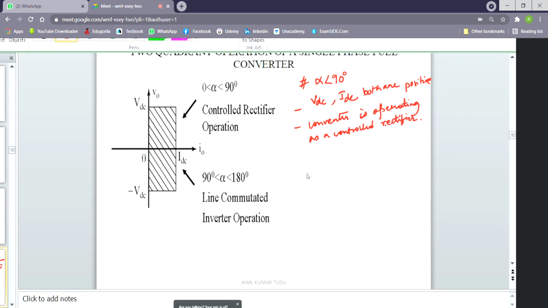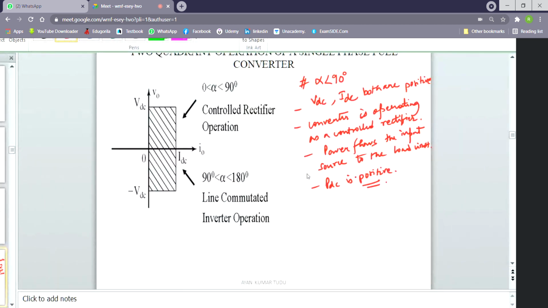So a rectifier's job is converting the AC input power into DC output power. So here the power flows, in a rectifier circuit, from the AC side to the DC side, from the input source to the load circuit, correct? So this is a very normal controlled rectifier operation when our PDC is positive.